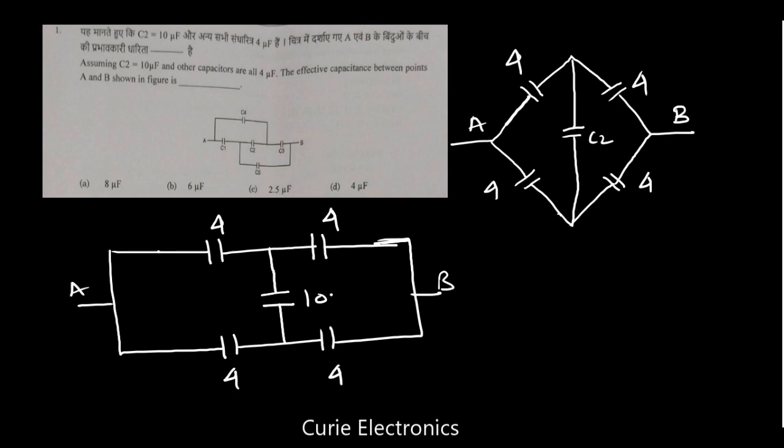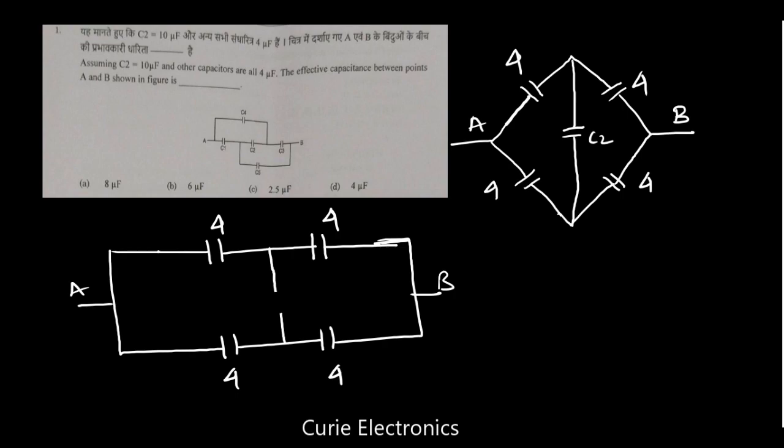Now, when we apply a voltage source to this A and B, there won't be any current flow through this C2 capacitor. So that C2 capacitor can be removed from the diagram. The C2 can be removed.